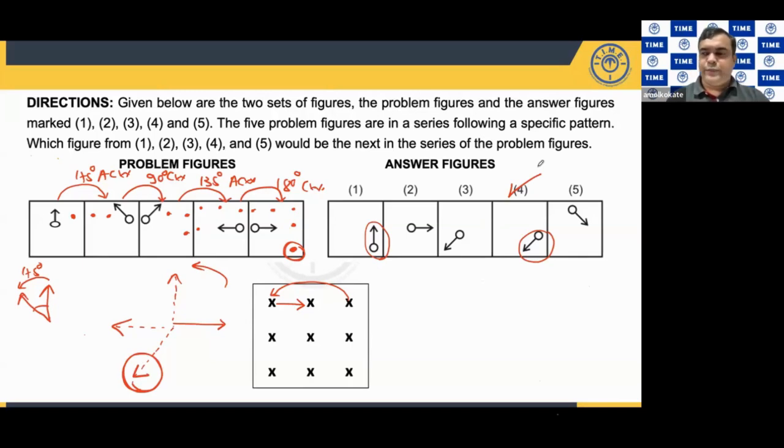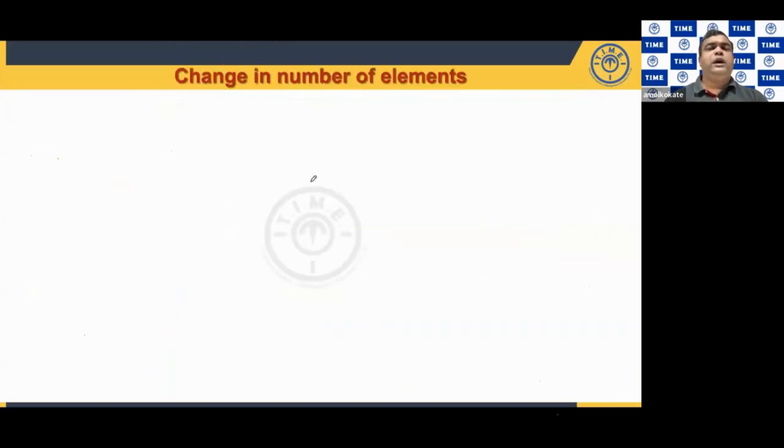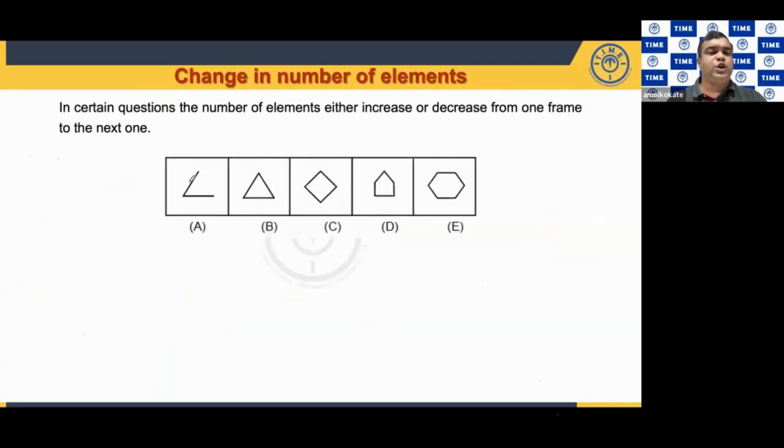Let me go ahead now. Any doubts in this portion? Fine. Let me go ahead now. Now, change in number of elements. We have discussed that the number of elements is increasing. Look at here, you can see it's 2 lines, 3 lines, 4 lines, 5 lines, 6 lines. This is not any question, just showing the pattern. So the number of elements is increasing: 2, 3, 4, 5, 6. But when the combination comes, then it's difficult to crack. Let's take some examples.